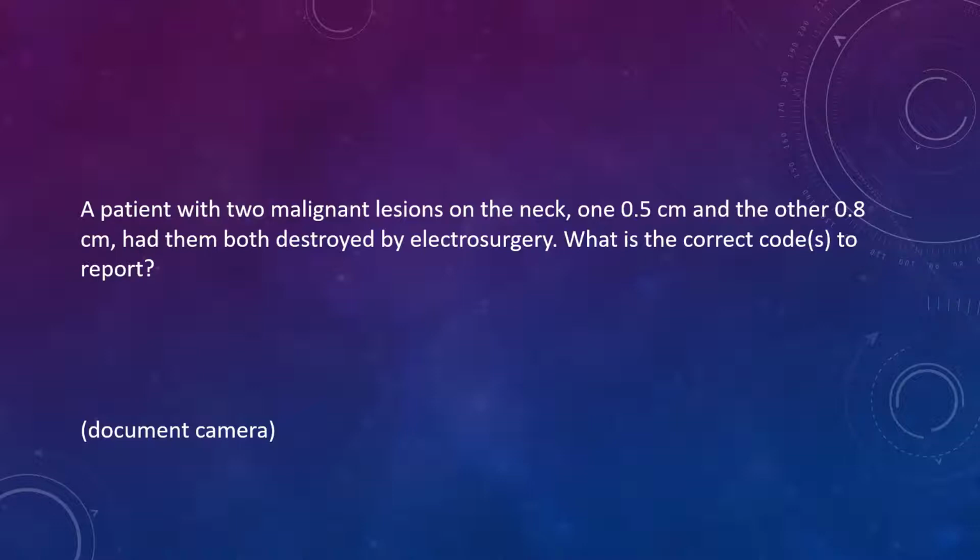When we're looking at that integumentary system, whenever we're talking about lesions or tumors or anything like that, we have benign, meaning not cancerous, and malignant, meaning cancerous. So we have to be very careful when we're picking the right codes there. They'll be very, very similar codes, but just some are for benign and some are for malignant. So right here, we have 2 lesions. They are malignant.